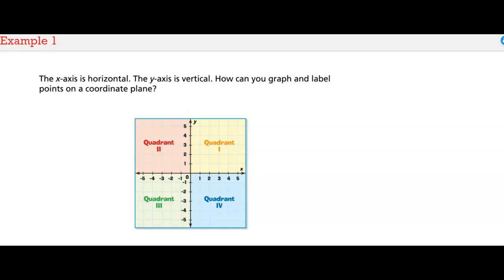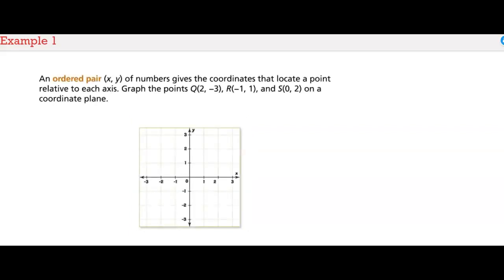How can you graph and label points on a coordinate plane? An ordered pair, x, y, of numbers gives the coordinates that locate a point relative to each axis. Graph the points Q (2, -3), R (-1, 1), and S (0, 2) on a coordinate plane.